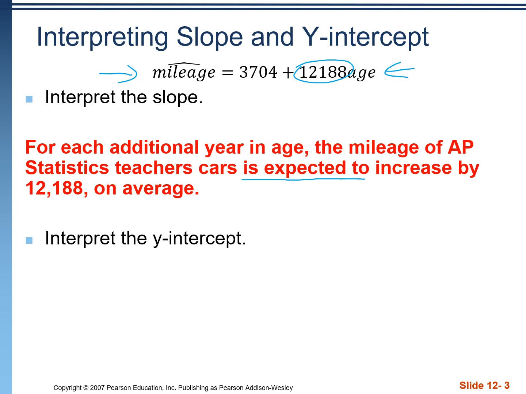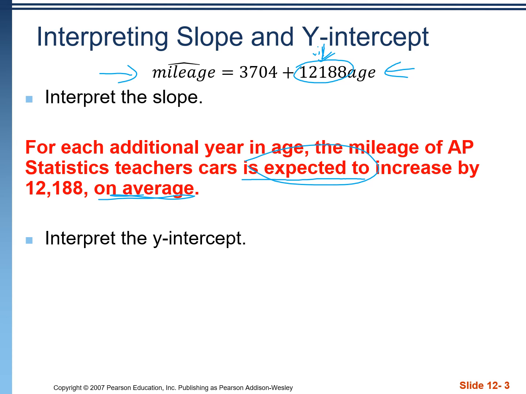It's not going to match reality. In reality, if a car is 1 year older, it's not going to go up by this amount exactly. We just expect it to go up by about that amount. Having this wording, or predicted, or that wording at the end covers that.